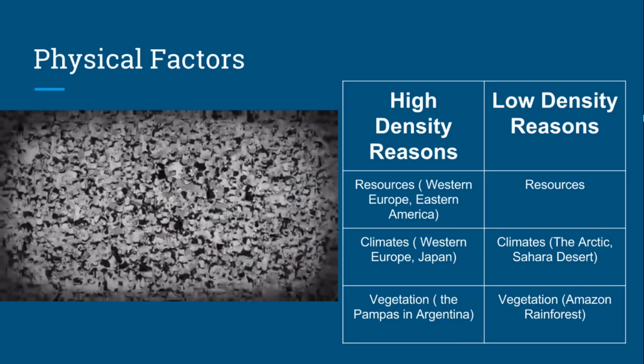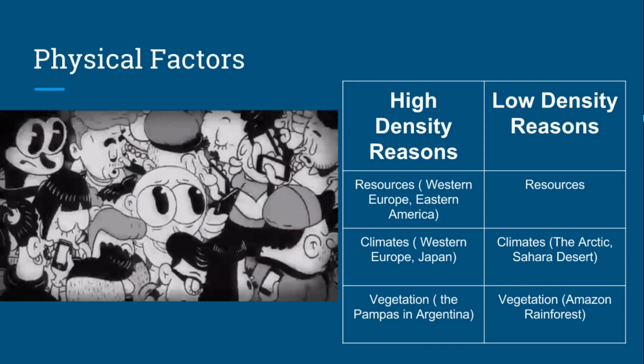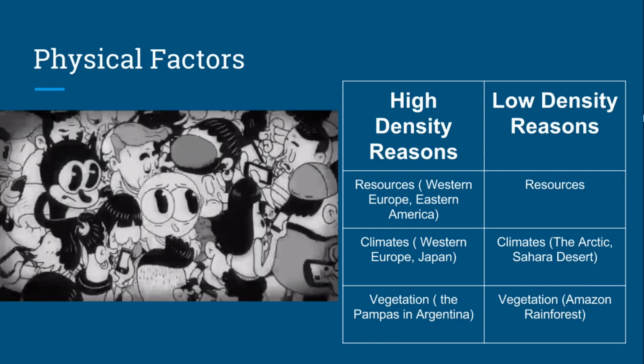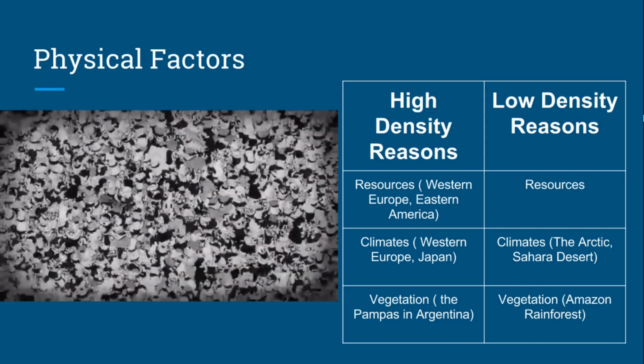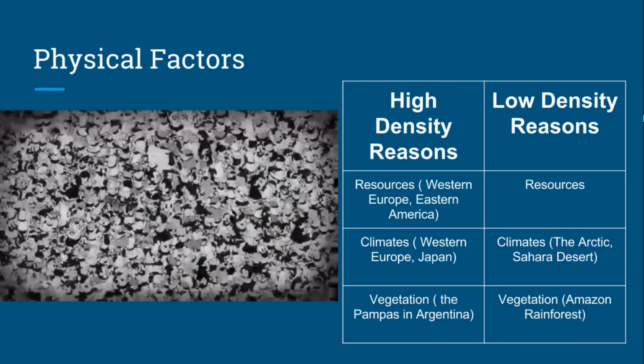Climates also affect density. Moderate climates with enough rain and warm temperatures to allow crops to grow and ripen, for example Western Europe and Japan. A final reason is the vegetation. Areas of open woodland and grassland are easy to settle in, as an example the Pampas in Argentina.